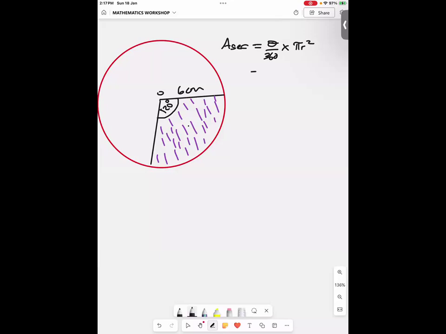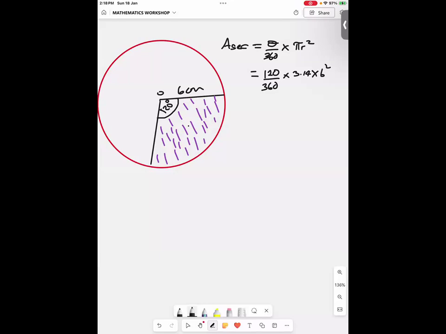So now we can go ahead and say that the angle, because remember we're looking for the area of the sector with an angle of 120. So they're basically telling you that the angle of that sector is 120. We'll then divide that by 360. And then we're going to multiply that by the pi value, which is 3.14. And according to the question, the radius is 6, squared.